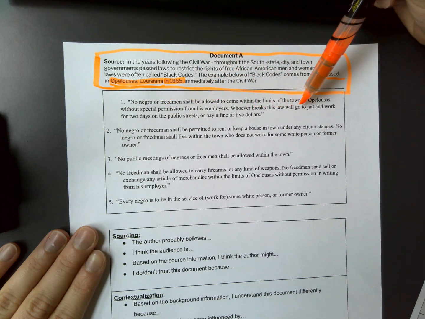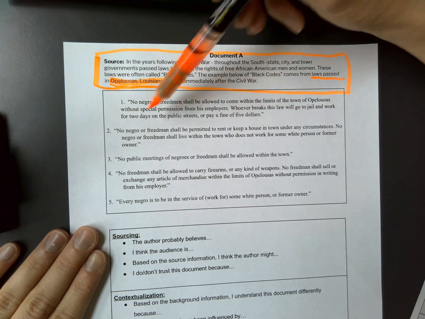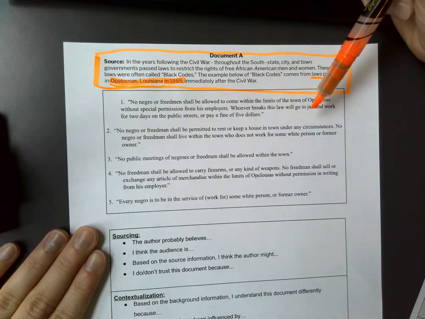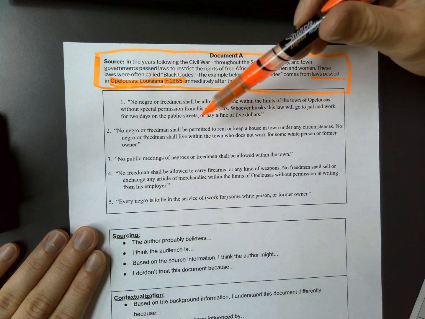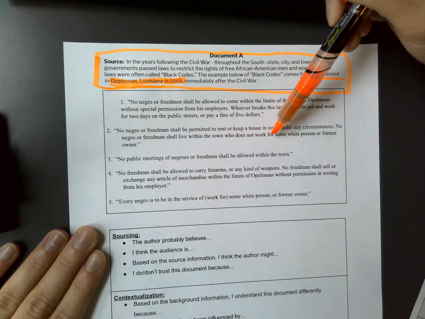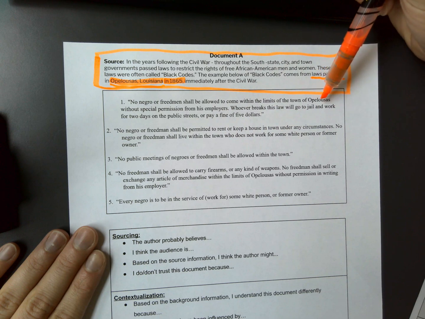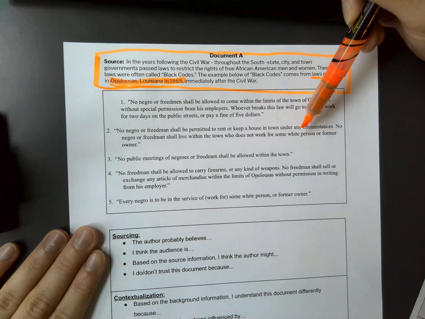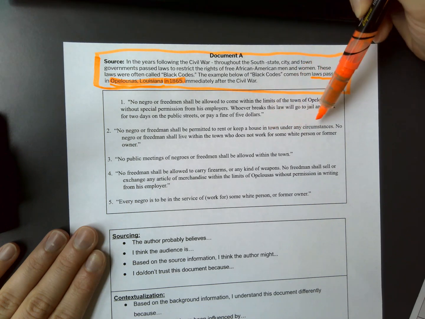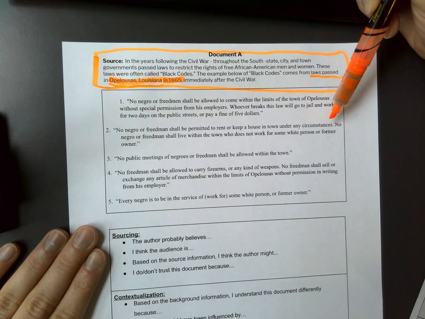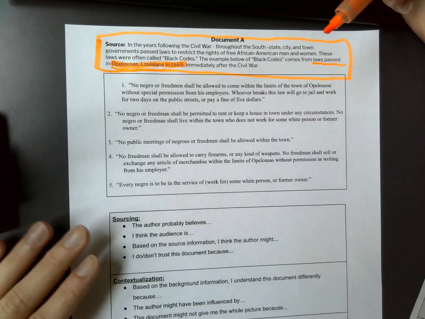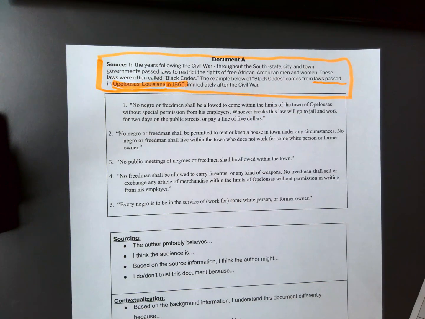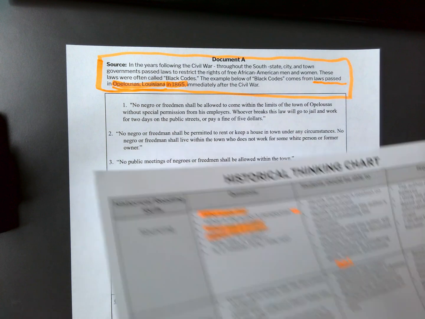So freedmen do not have the same rights as white people. They have to have special permission from their employers to go anywhere in the town. If they don't get permission, they have to pay a fine. They're not allowed to own property in the town, which means they're a second-class citizen. They can't live in the town unless they're working for a white person, which makes them not equal. Okay, so this document tells me the author thinks blacks are second-class citizens.